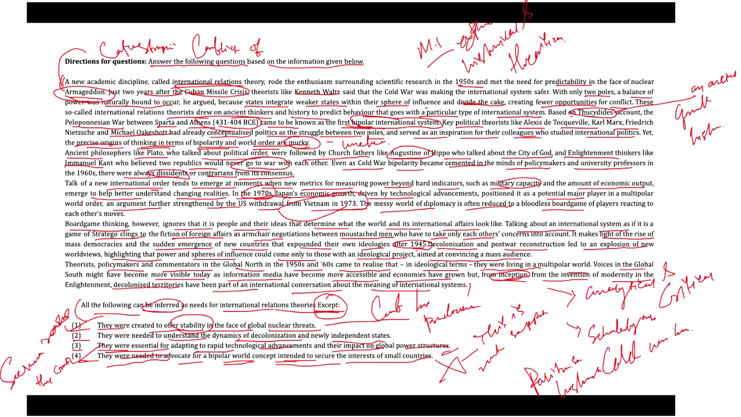So, in that case, we can consider options 1, 2, and 3 as inferred from the text. Only option 4 cannot be inferred from the text because the passage does not indicate that international relations theories were developed to advocate for a bipolar world or protect small countries. Hence, you can say option 4 would be the most appropriate or correct answer.